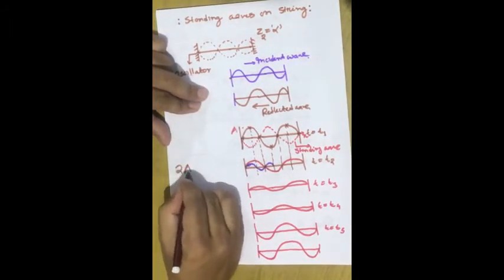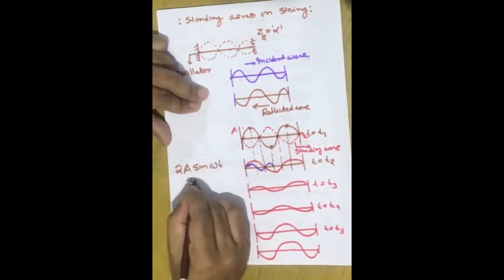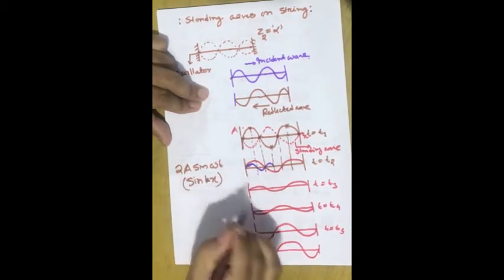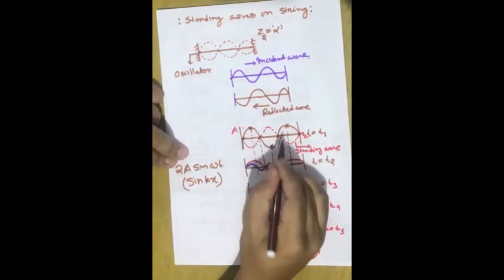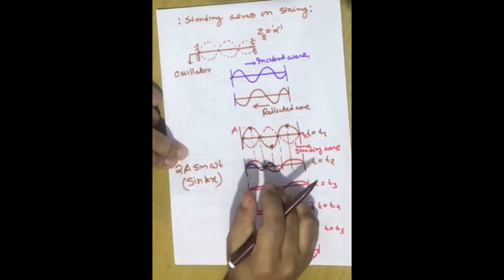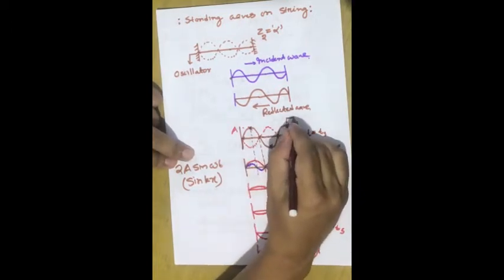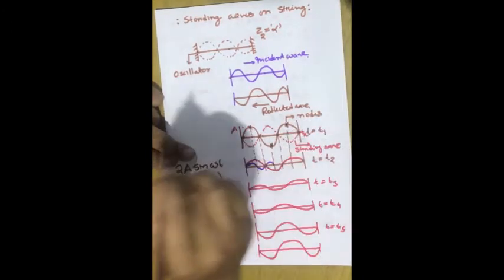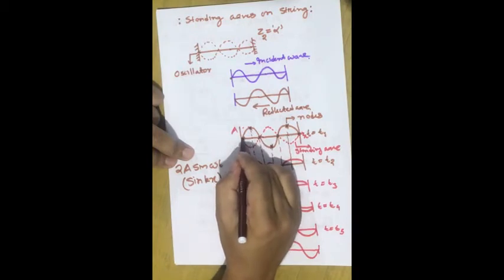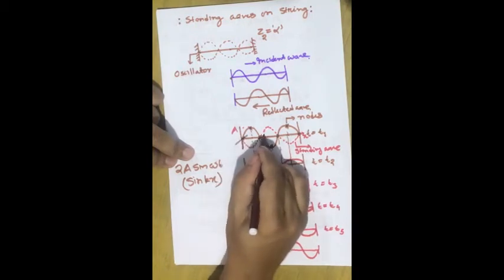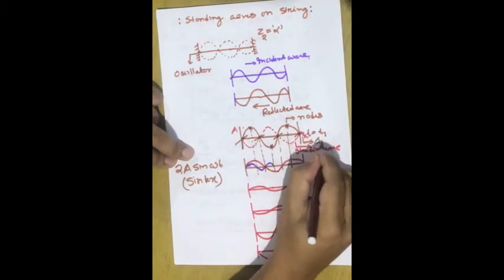We know the amplitude is twice a sin ωt into sine kx. This term sine kx will determine the positions of maximum and minimum, that is the extrema of the standing wave, and these positions are known as the nodes. And the positions where the resultant displacement becomes 0, for example this point, this point, this point, this point, these are known as the antinodes.